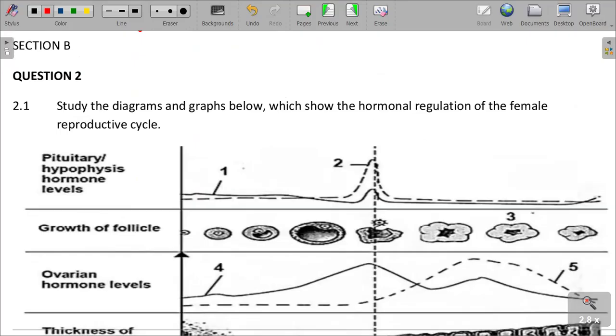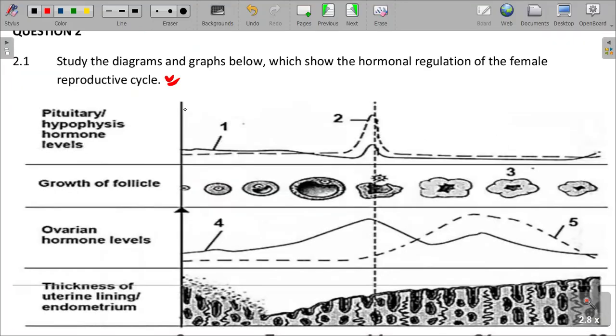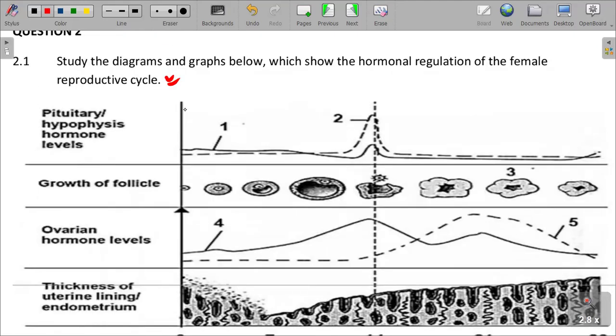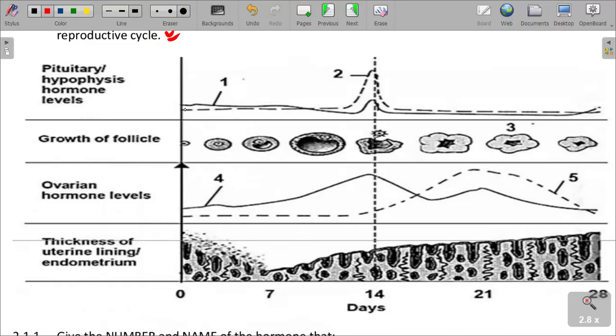The diagram shows the human hormonal regulation of the female reproductive cycle. What is given here is that we have got the hormonal control or hormonal regulation: pituitary or hypophysis hormone level, growth of follicles, ovarian hormone level, and thickness of the uterus or of the uterine lining.